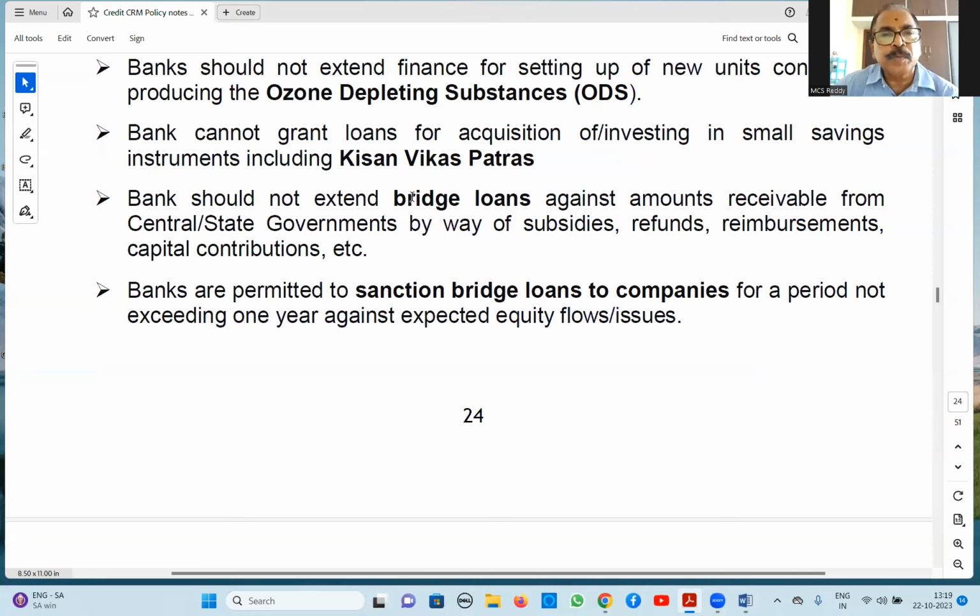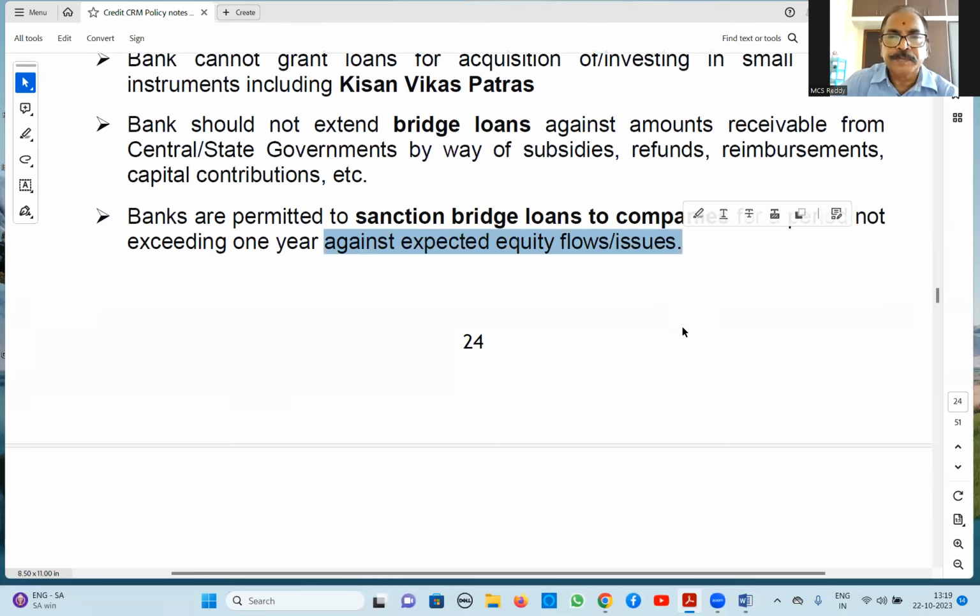Next, normally no bridge loans. Bridge loans means loans against some expected receivables, but banks are permitted to sanction bridge loans to companies for a period not exceeding 1 year against expected equity flows or issues. Somebody has gone for a primary issue or subsequent issue. There they are expecting some funds out of the equity issues. Against those receivables we can sanction bridge loans.